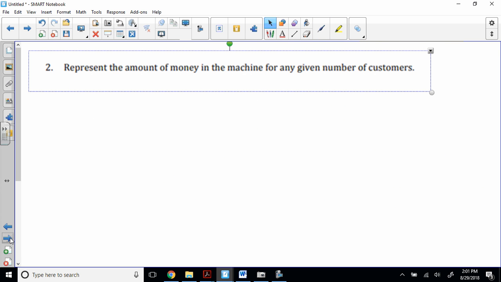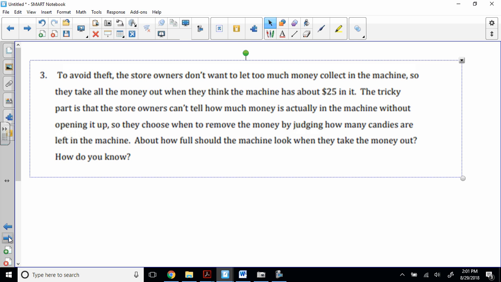Okay, represent the amount of money in the machine for any given number of customers. Have we done that? Yes, we have. We have chased it all the way. Now, here's the thing. We do not like thieves. We do not like thefts. So, to avoid theft, the store owners don't want to let too much money collect in the machine, so they take all the money out when they think the machine has about $25 in it.